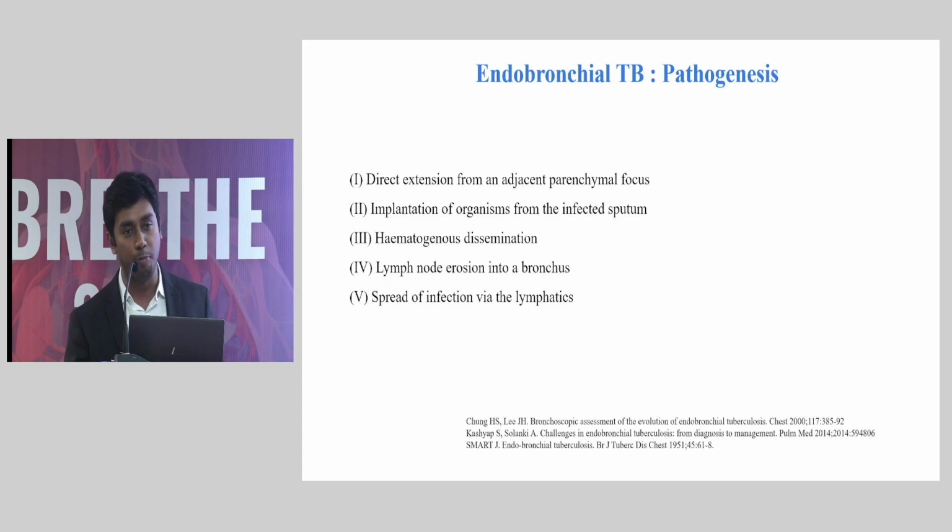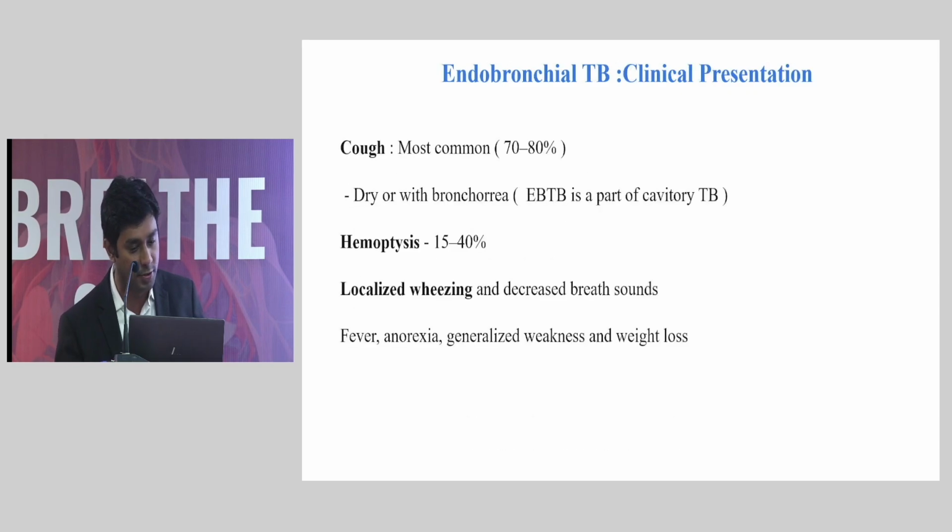There are several pathogenic mechanisms attributed to the development of endobronchial TB. One, it can be because of direct extension of the bacteria from the parenchyma into the airway, or implantation of the organisms from infected sputum. Very rarely you can have hematogenous dissemination causing endobronchial TB, or a broncholith formation where a lymph node erodes into the bronchus, or there can be spread of the infection via the lymphatics.